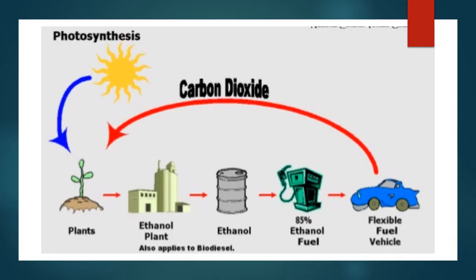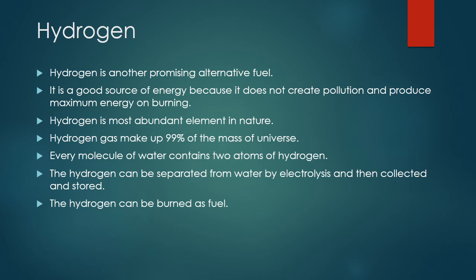Now have a look at this diagram. Let us start from the left side. First of all, you can see the sun, and that sunlight is used by plants. These plants are used in an ethanol plant where ethanol is produced. Then you can see that 85% ethanol fuel is produced, and this ethanol fuel is used in different forms of vehicles. The other form of alternative fuel is hydrogen.